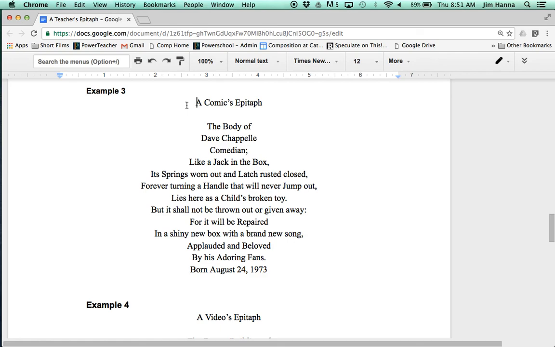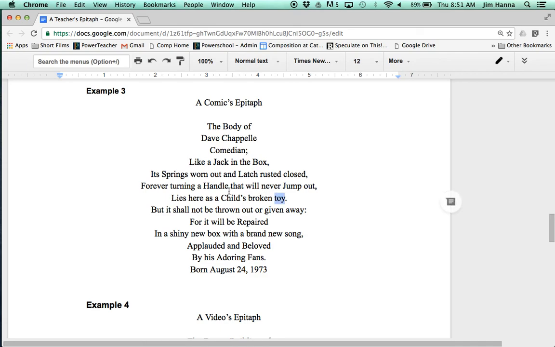So we don't want to just use it as a chance to roast a public figure. This is an epitaph, right? It should be polite and should honor the person, right? So Dave Chappelle, I think, a really funny comedian. He hasn't been around for a while, so I thought, okay, here's his epitaph. Body of Dave Chappelle, comedian, like a jack in the box. Okay, there's my simile. Its springs worn out, forever turning a handle that will never jump out, lies here as a child's broken toy, right?